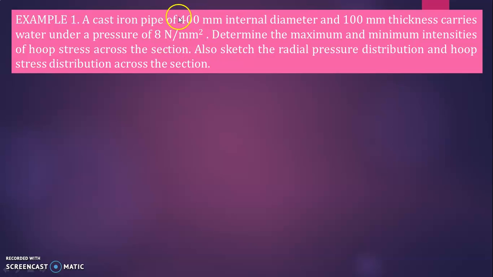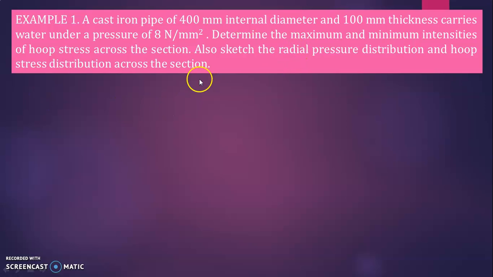A cast iron pipe of 400 mm internal diameter and 100 mm thickness carries water under the pressure of 8 Newton per millimeter square. Determine the maximum and minimum intensities of hoop stress across the section. Also sketch the radial pressure distribution and hoop stress distribution across the section. Okay, this is the problem given.